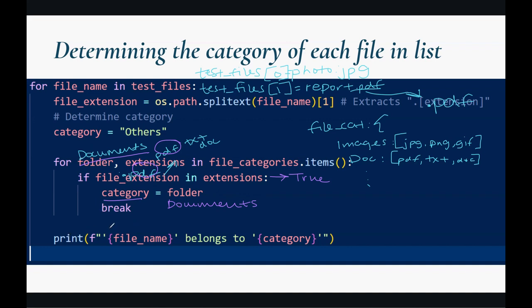So now we get to the print statement and we say report.pdf belongs to documents. And I'm not going to trace every single item of the test files list because that would make this video so long. But I just wanted to show you the first couple items, doing what we call tracing of the loops, to show you what the variable values are as you go through the loop and kind of how it works out logically. So I'm going to clear all my drawings.